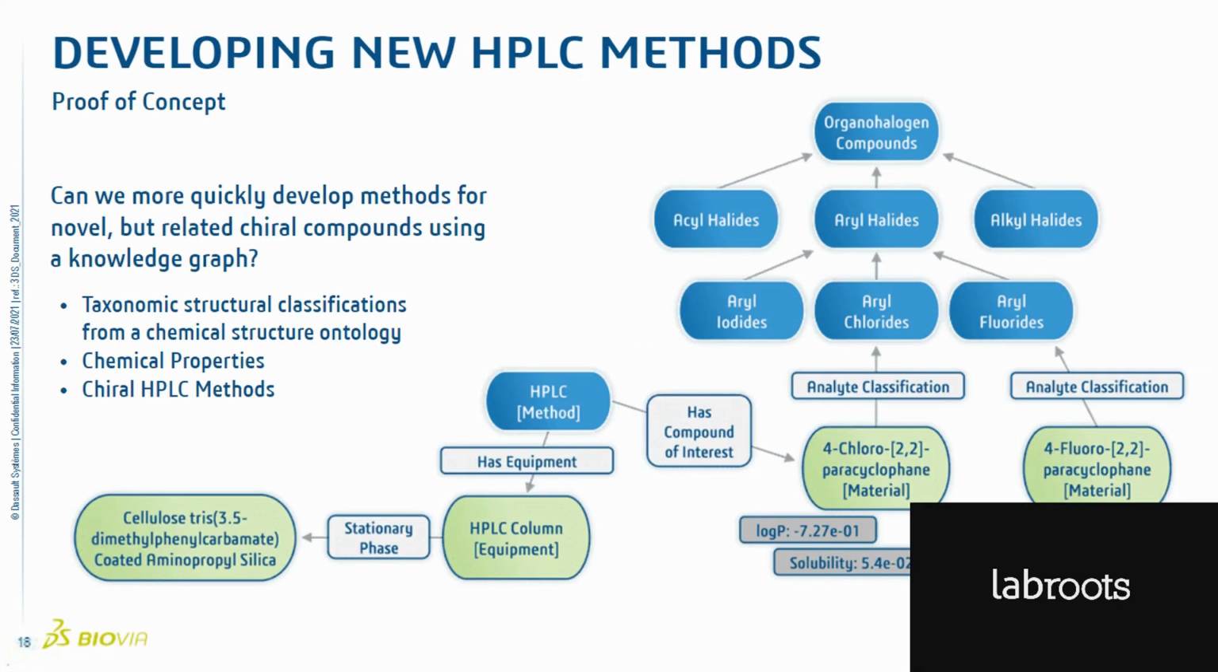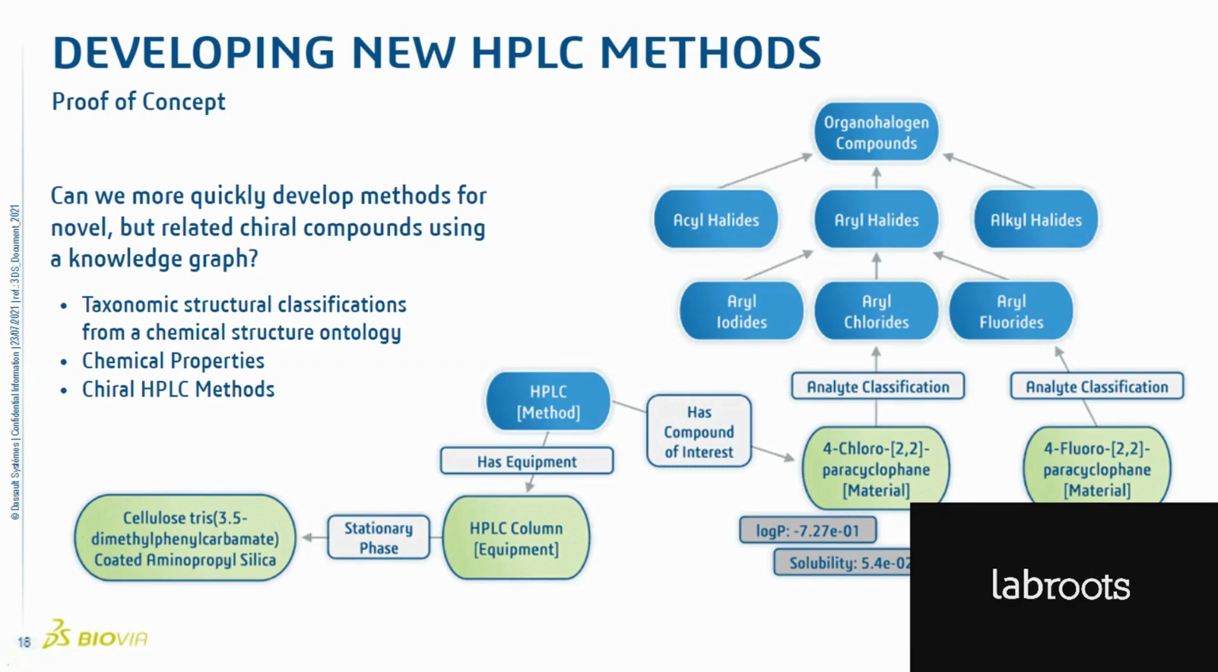So here's just a brief diagram of how it's all connected. Up at the top, you can see our chemical classification that we were looking at earlier as a taxonomy. And then we get down to the actual structures. Here we've generated some physical constants of their structures using Pipeline Pilot. And then we're connecting the information about the physical constants as well as the structural information with HPLC method information like the stationary phase, the mobile phase, and all of the conditions that were used to separate those materials.